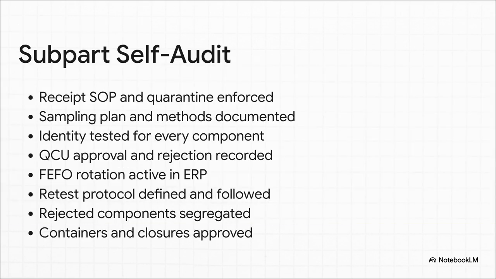I highly recommend using this practitioner-grade self-audit checklist to continuously audit your facility. Check that your receipt SOP and quarantine are effectively enforced. Ensure your sampling plan and methods are formally documented. Verify that identity is actually tested for every single component. Confirm QCU approvals and rejections are accurately recorded. FIFO is active. Retest protocols are followed. Rejected items are securely segregated, and your containers are fully qualified. Doing this routinely ensures that inspection readiness is a permanent state of mind, rather than a reactionary fire drill.